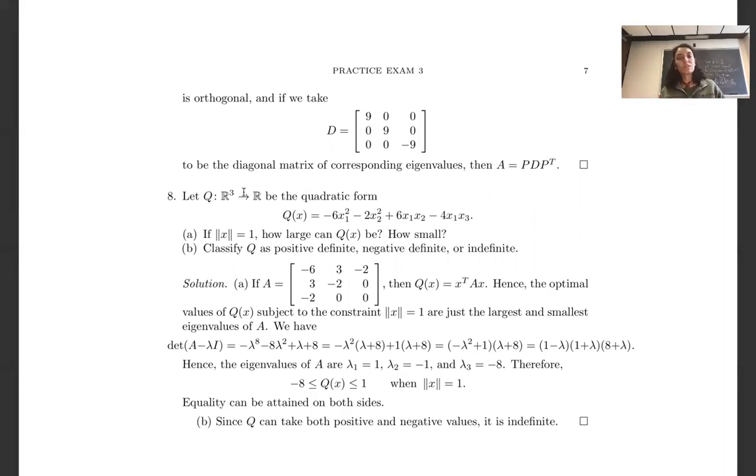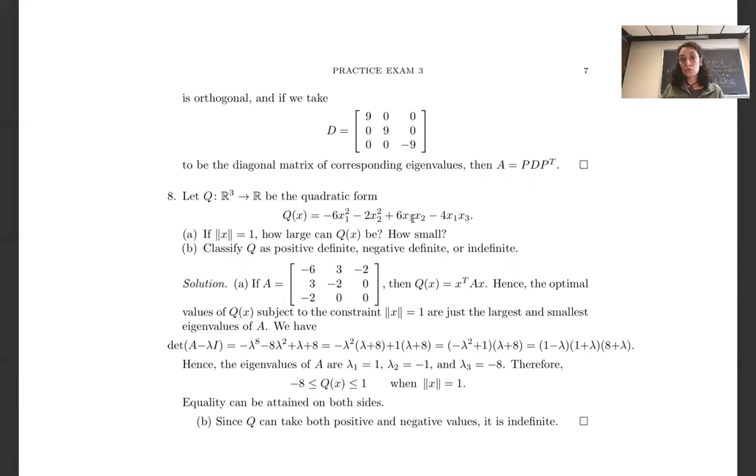So here, since it's defined on R3, your associated matrix should be a 3x3 symmetric matrix. How can I write my matrix? Just look at the form of your quadratic function. Look at the square terms. Their coefficients should be written on the diagonal. So for the first one, -6, second one, -2, and I don't have an x3 square term here, which means that the coefficient is 0. So I'm writing -6, -2, 0 on the diagonal.